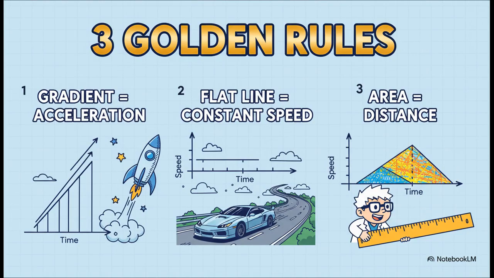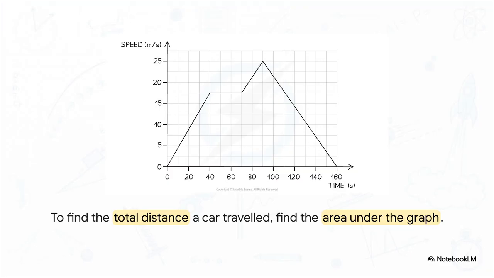First, the gradient isn't speed anymore. On this graph, the gradient is the acceleration. Second, a flat line doesn't mean you've stopped. It means your speed is constant, which means your acceleration is 0. And third, and this is the really clever part, the total area underneath the graph gives you the total distance the object has traveled.